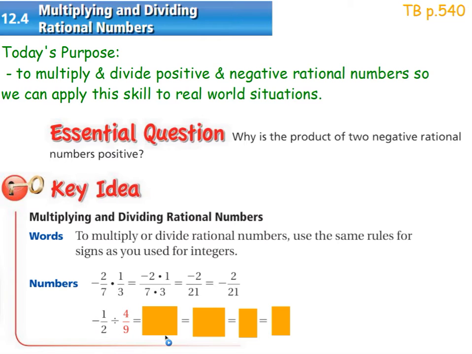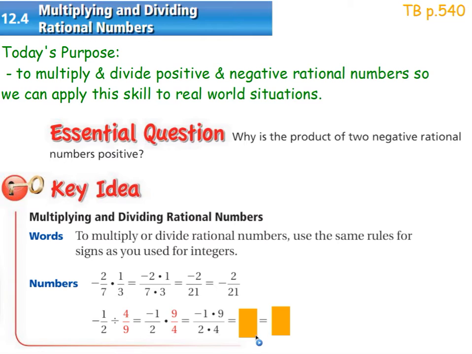Taking a look at the second example, this time I'm dividing. So I need to first apply the rule for dividing fractions. Now it's been a while, so remember the rule for dividing fractions is keep it, change it, flip it. So I'm going to keep the first fraction the same, negative 1/2. I'm going to change divide to multiply, and then I'm going to flip over or use the inverse of 4/9, so it becomes 9/4. Then I multiply like normal.